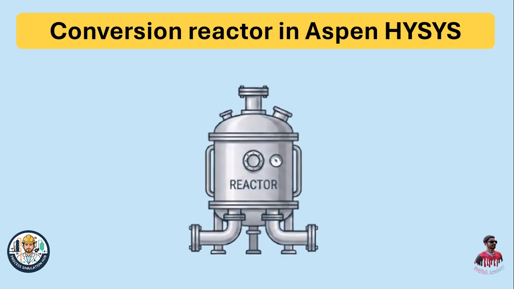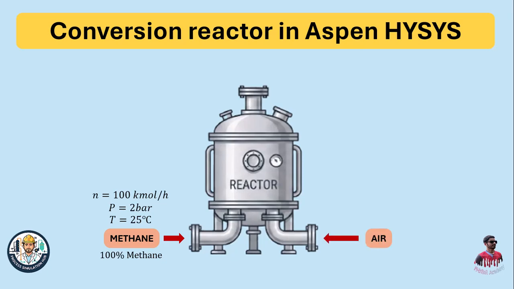In this tutorial, we have a reactor with 2 inlets and 1 outlet. Methane stream enters at a temperature of 25 degrees Celsius, a pressure of 2 bars, and a molar flow rate of 100 kmol per hour. This stream contains 100% pure methane.